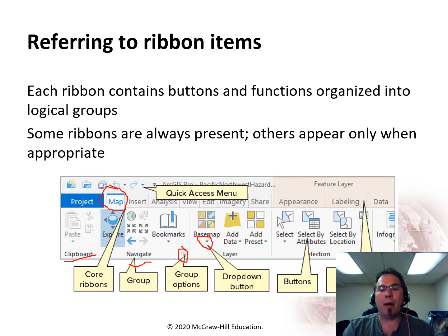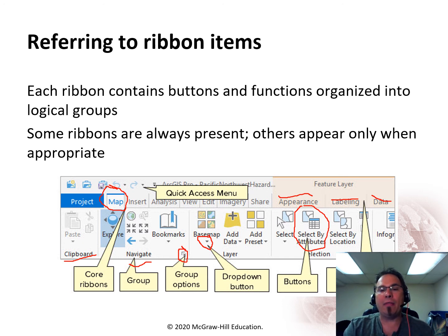And then you also have buttons. So this select by attributes here is just a button. That's one specific button that you click on to select by attributes. And the last one is the contextual ribbon. So within each group, for example, in the selection group, you have three options. You have the appearance, the labeling, and the data. So now you have sort of a pane within a pane. Think of that kind of like a drop down menu, but there are more options.